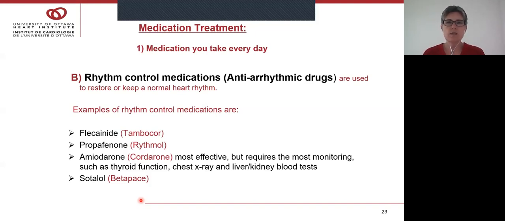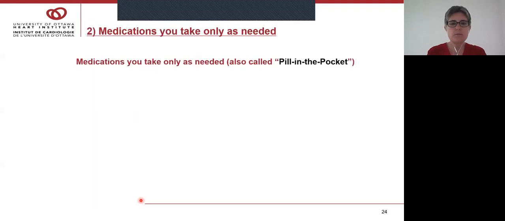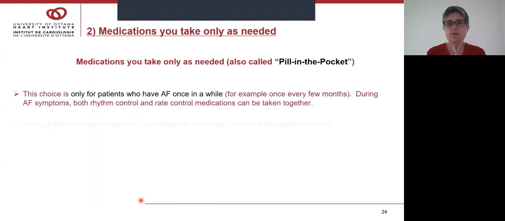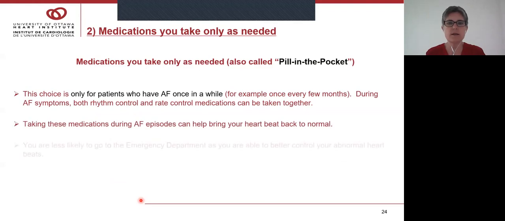Amiodarone takes a while to build up in the system, in your blood. So sometimes the dose is started out at a higher level and decreased to get your blood levels up. And amiodarone also makes you sensitive to the sun.